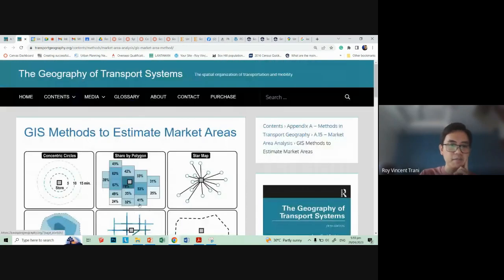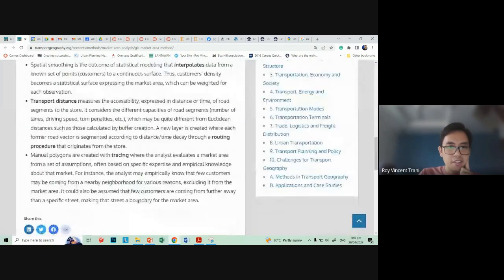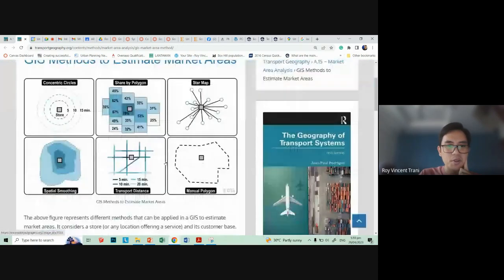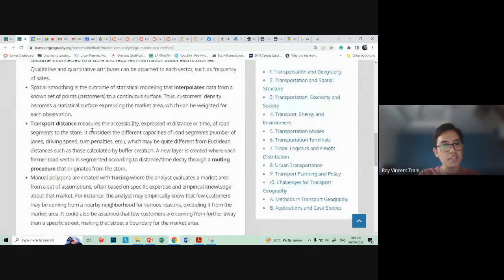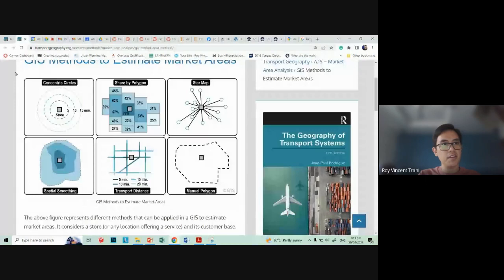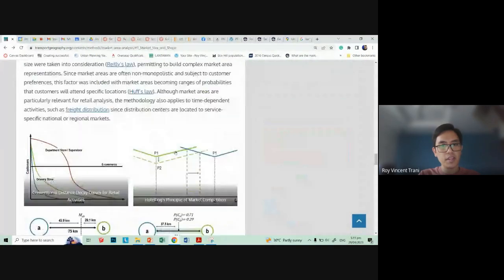Well, that wasn't very helpful. Yeah, I think I need some time to absorb this information. The other one here, transport distance, measures accessibility expressed in distance or time. It doesn't really tell you how to do a measurement. There are different theories here. We need more time to go over them.